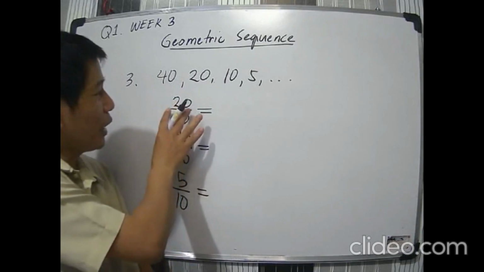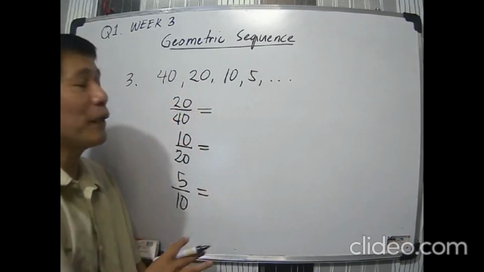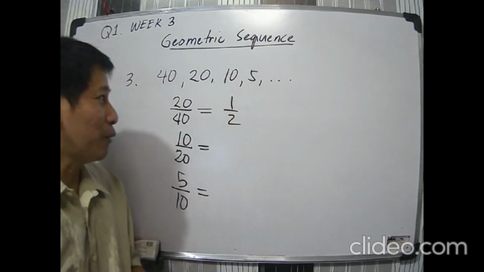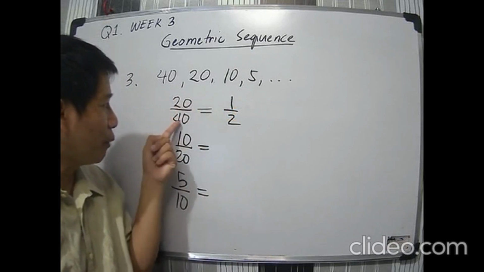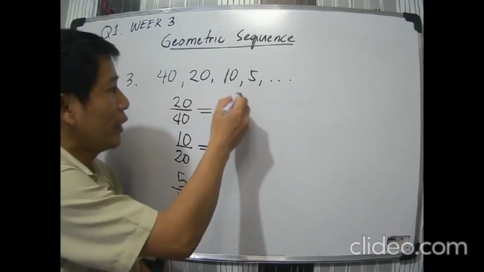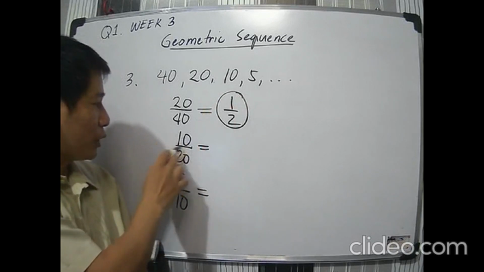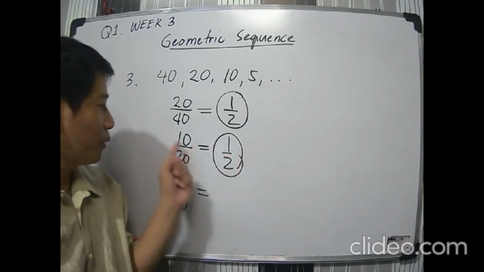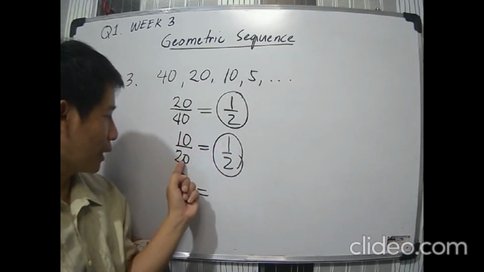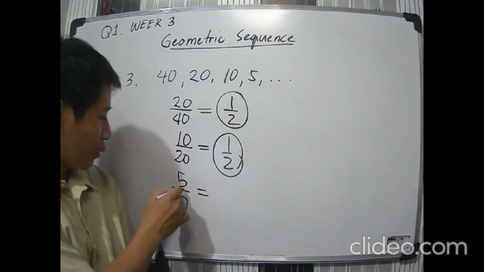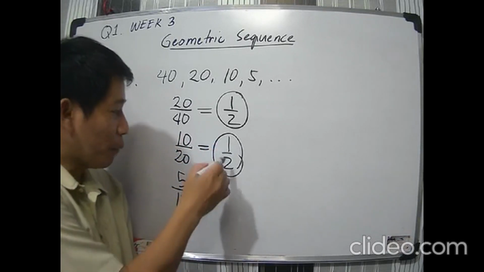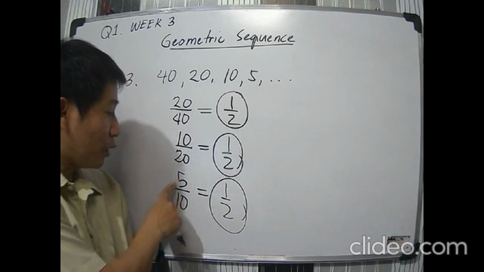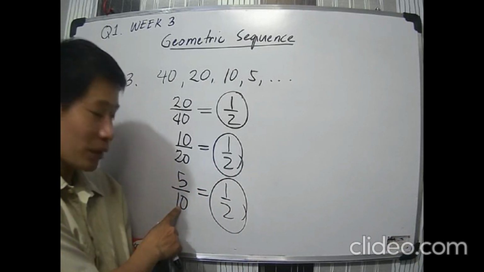Pag na-reduce natin sa lowest term itong 20 over 40, ang sagot dyan is 1/2. Tama? Bakit? If we divide by 20, we get 1. Divide it by 20, we get 2. So, the answer is 1/2. If we will reduce to lowest term, 10 over 20, the answer is also 1/2. Bakit? Divided by 10, 1. Divided by 10, 2. This one, 5 over 10, if we reduce it to lowest term, the answer is also 1/2. So, if we divide 5 by 5, we will get 1. 10 divided by 5, we get 2.